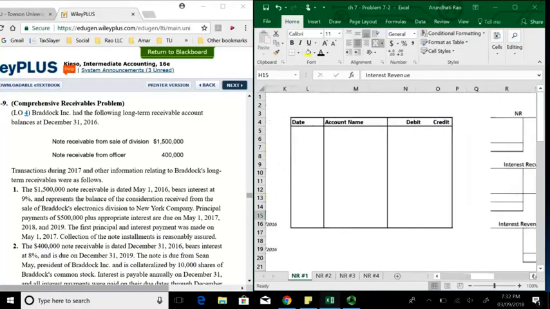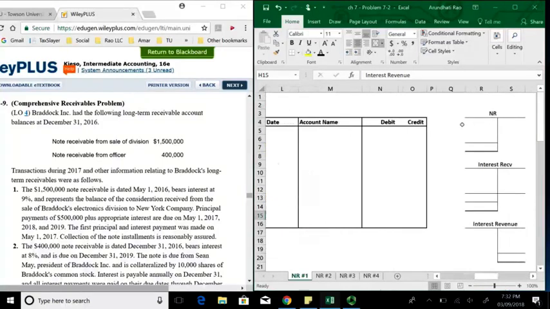So let me take this information over here, and in 2017 I'm going to start the year with the numbers that carry over from 2016. Now on May 1st, 2017, I'm going to get my first installment of $500,000 and I will get interest.